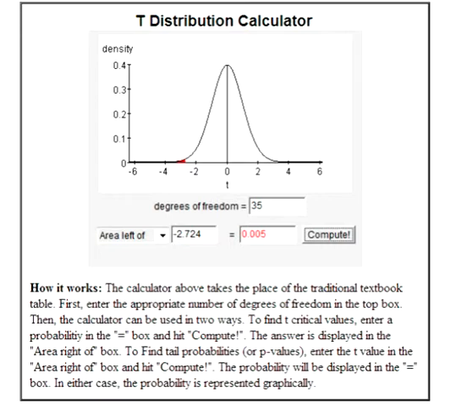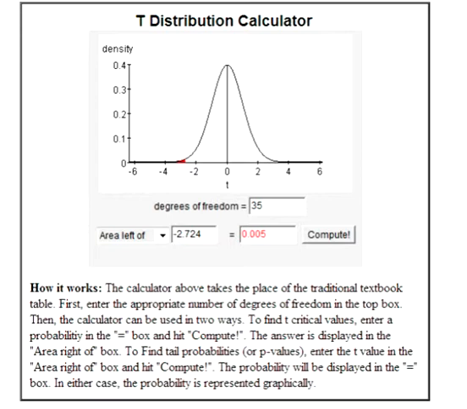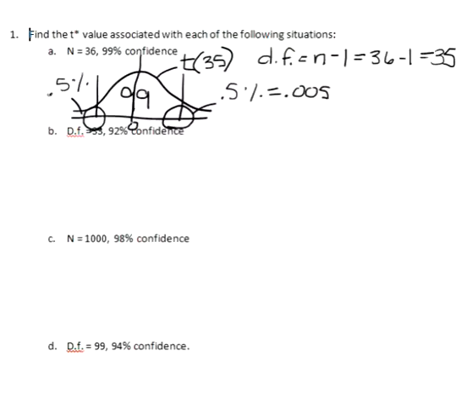It doesn't matter that the value is negative, that just means that this would be the value on the left-hand side. If we had looked over here at the left-hand side, that's the negative one. But the positive one would have been the same value since this is symmetric around 0. So the value that we're looking for, t star, would be 2.724.